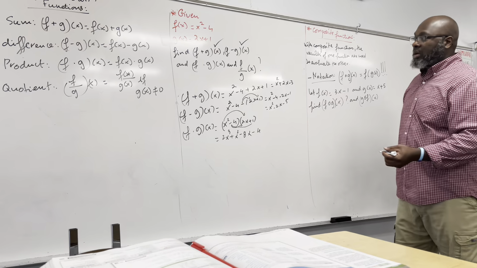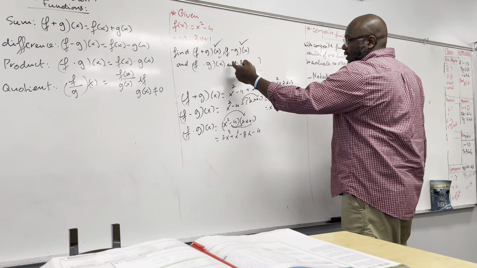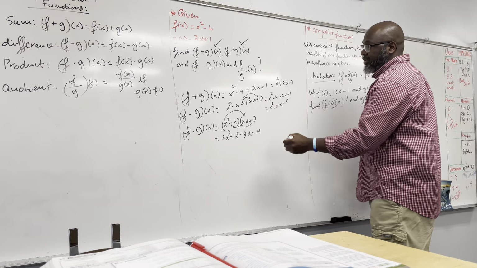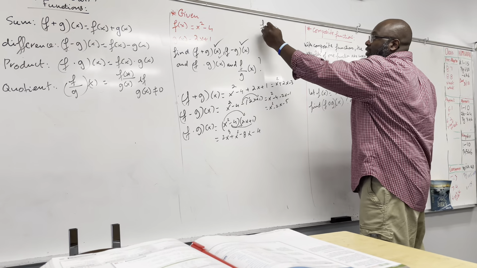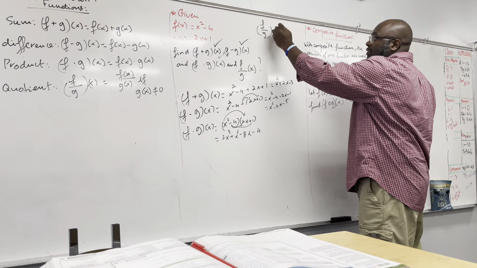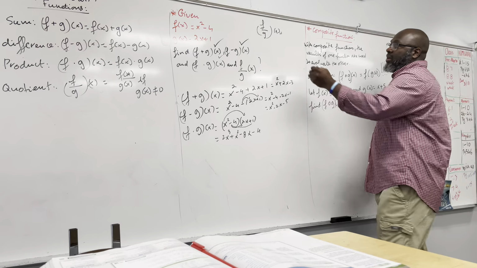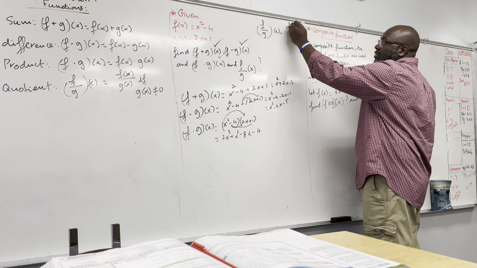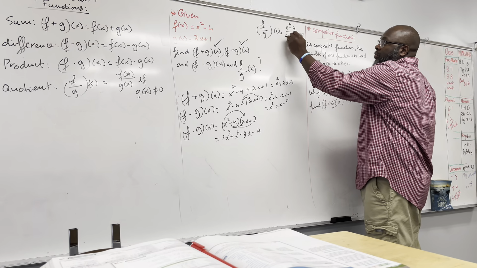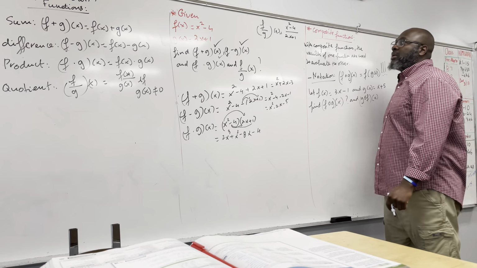Then the very last one is dividing. So I have f over g. So f over g of x, that means I'm dividing both functions. So I'm going to have x squared minus 4 over 2x plus 1, right?